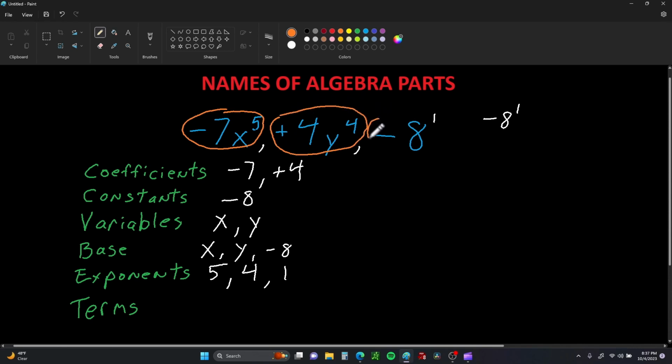And the -8, which is off by itself over here, is also separated by a comma, and it is also a term. So if I'm going to list my terms, I have -7x to the 5th, comma. Then I have +4y to the 4th is a term. And then I have -8 as a term.